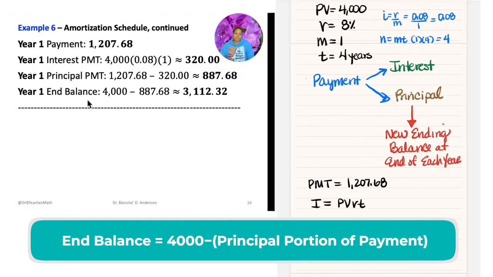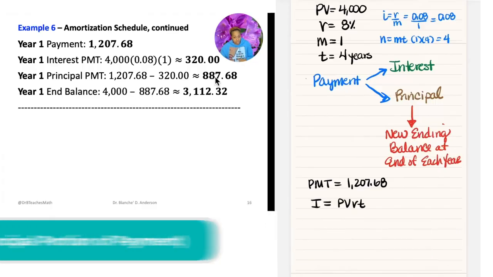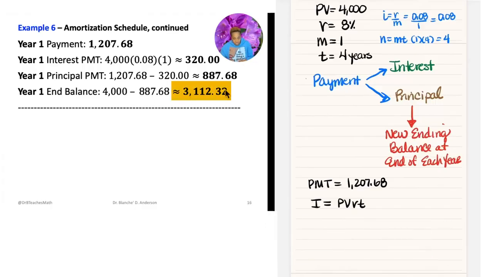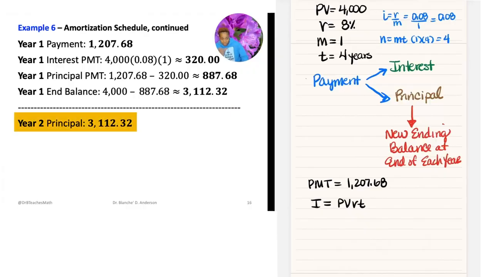And then your ending balance is 4,000 minus only what was paid to the principal. You don't get to subtract what went to the interest, because that goes to the financial institution. What goes to the principal is what you paid to the principal. So this is your new balance at the end of year 1. Now when we jump to year 2, you're not going to start at 4,000. You're going to start at 3,112.32, because that is your new principal.